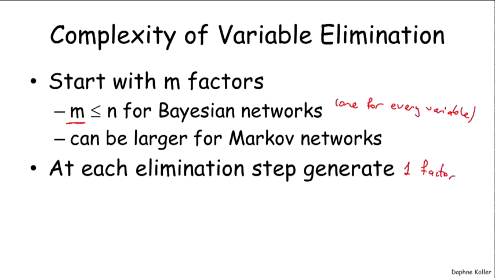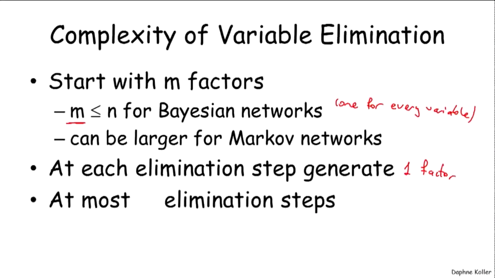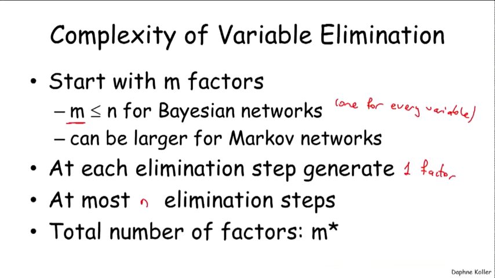How many elimination steps do we have? Well, each elimination step corresponds to an elimination of one variable, so we have at most n elimination steps. So the total number of factors that we ever produce, which we're going to call m star, is going to be equal to at most m, which is the set of initial factors, plus the newly generated factors, which is at most n. And so altogether, m star is less than or equal to m plus n.